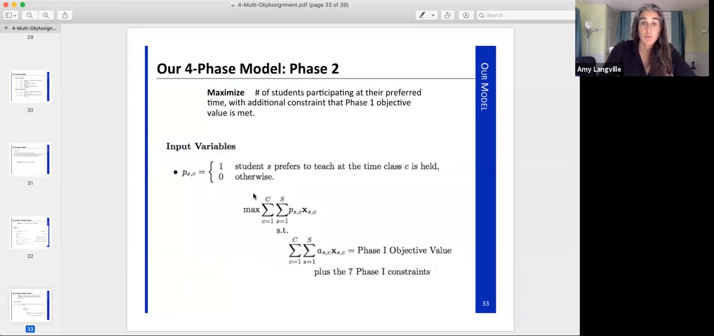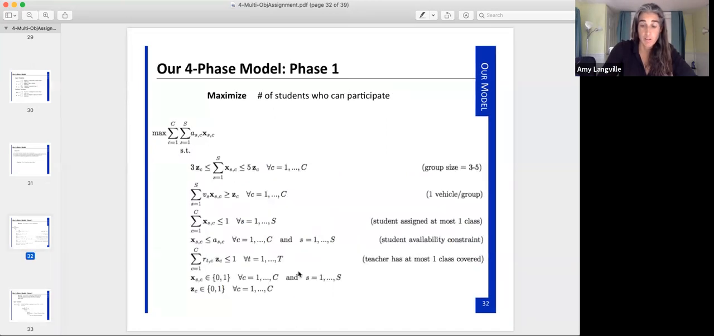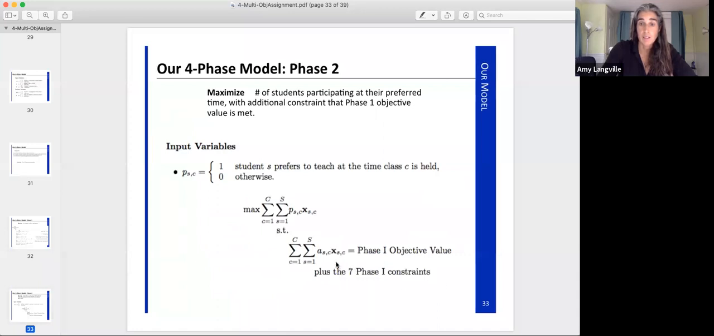Okay, phase 2. Now we're maximizing a different objective, but we're keeping those 7 constraints here, and we're adding the phase 1 objective. So again, if 100 students could volunteer in the program, that's what we want to happen. And then we want to say, of those 100, how many get their preferred time? And so maybe that came out to be 90.